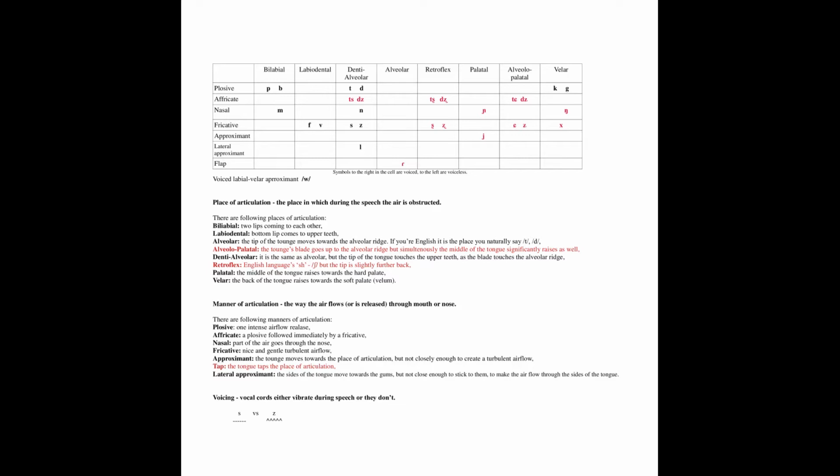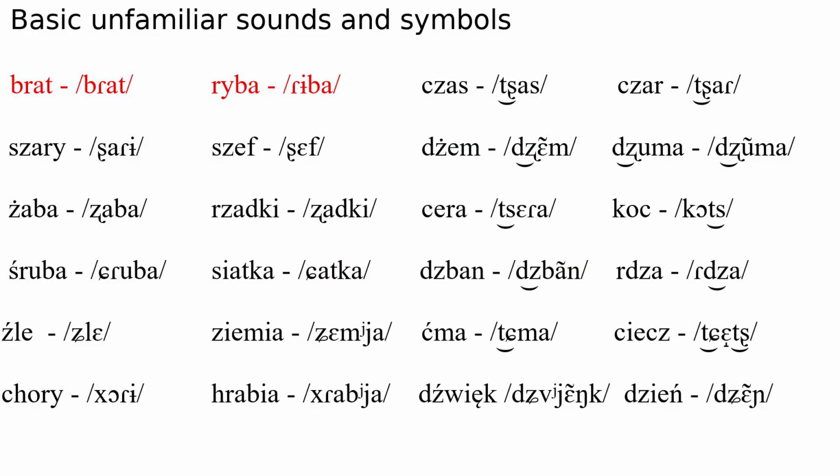For obvious reasons, unfamiliar sounds and symbols will be harder to understand and to know how to say. However, I still wouldn't be worried if I were you. We will start with the alveolar flap, which means that the tip of the tongue just once touches the alveolar ridge, and that makes the sound ra. It's not the English R, and it's not trilled as you might think. It's not a rrra. It's just a flapped ra. And it's in words like brat and ryba.